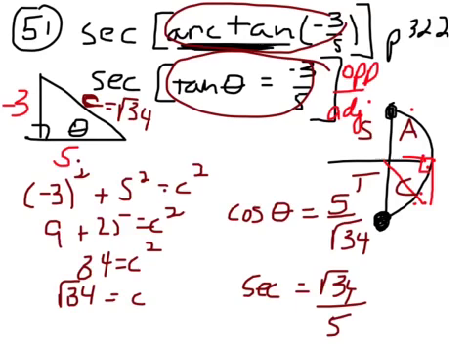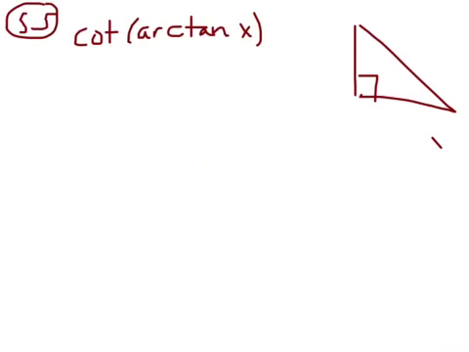Should this be positive or negative? Look at your All Students Take Calculus. In that last quadrant, cosine's positive, so its reciprocal would be positive, so I know I got the right sign on it. You should always check your sign that way, especially with these problems, because it can get a little confusing. Okay, so here you might think, I don't know very much, how am I going to fill out a right triangle? They said cotangent of arctangent of x.